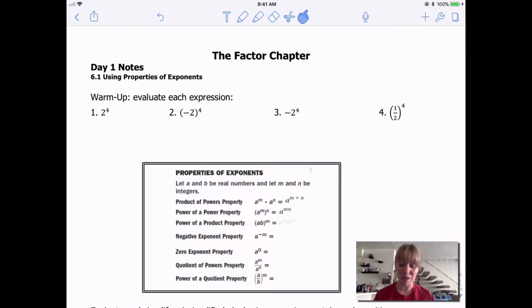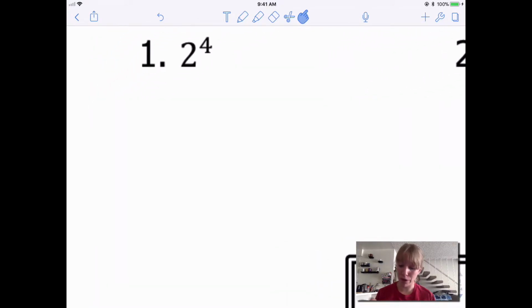Today we're starting a brand new chapter. It's called the Factor chapter. In this chapter we're going to be doing all sorts of adding and subtracting polynomials, but also a lot of factoring, like the name of the chapter. So to start off, we're actually going to talk about evaluating exponents and different rules that go along with exponents. So this warm-up should feel pretty familiar to you.